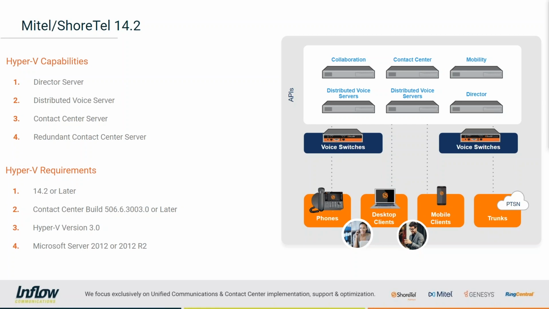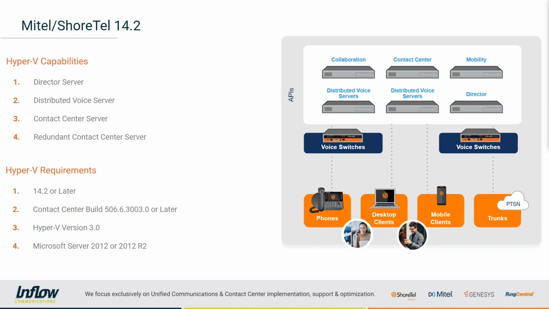You could do your DVSs or DVMs. Some people call it distributed voicemail, distributed voice servers. Those could be done in HyperV. You could do your contact center server. So if you have ECC 7, 8, 9, any of those, there are some limitations there. We'll talk about it in a minute, but you could do your contact center server, and you could do your redundant contact center server.